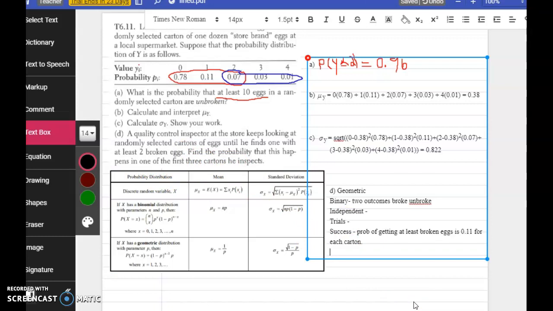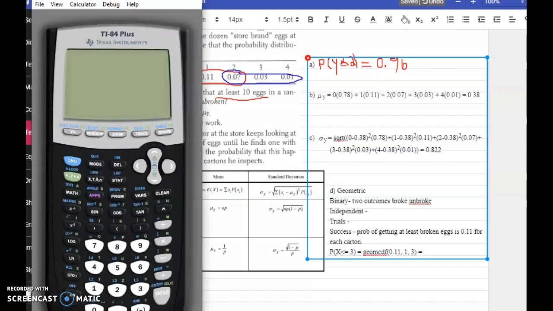That means it could happen on the first, it could happen on the second, or it could happen on the third. So we're finding the probability that this random variable, I'm just going to call it x, it's geometric, is less than or equal to 3. I don't know if I have a less than or equal to symbol somewhere in here. I'm just going to write it like that. So I'm going to do a geomCDF of 0.11, 1 comma 3.